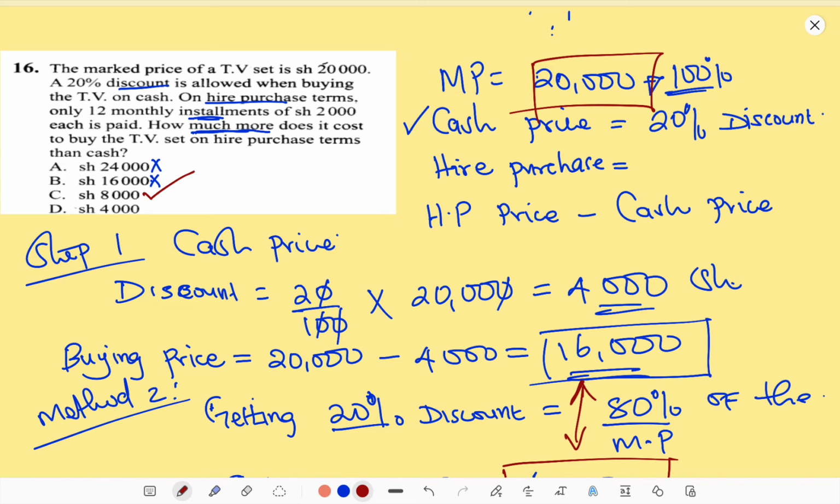Most of these KCPE questions are testing whether you know multiple concepts. That is why it is very important to understand the topics as a whole. If you understand the concept of hire purchase but you don't understand the concept of discount, then you are not going to get the question. So we always insist, go back to the drawing board and get the whole topic down.